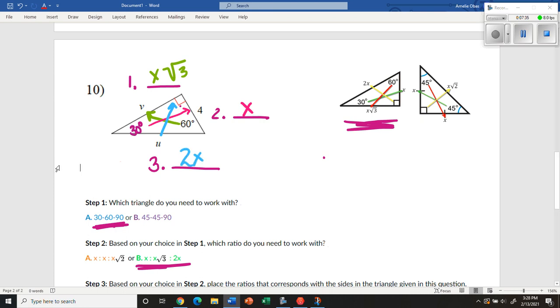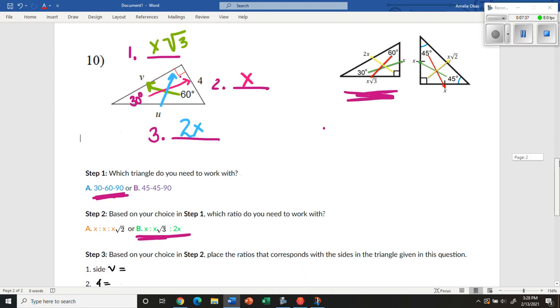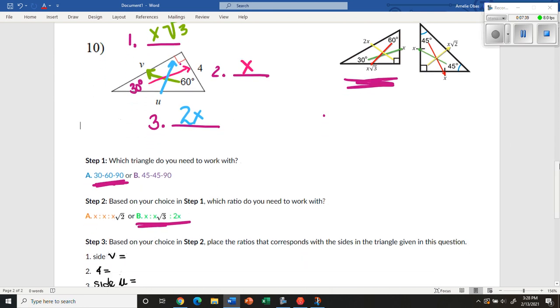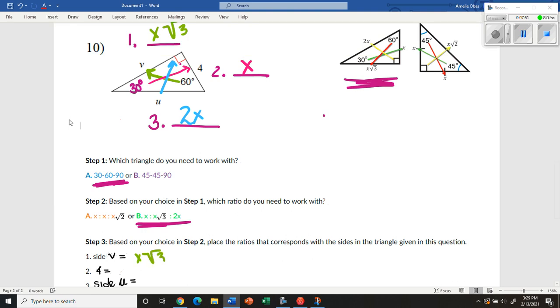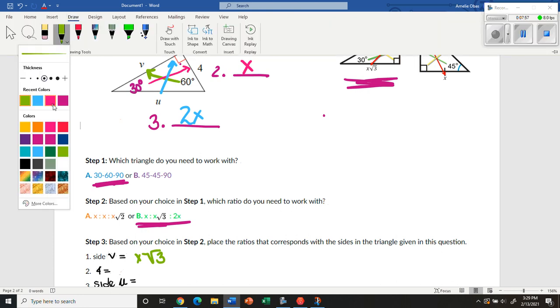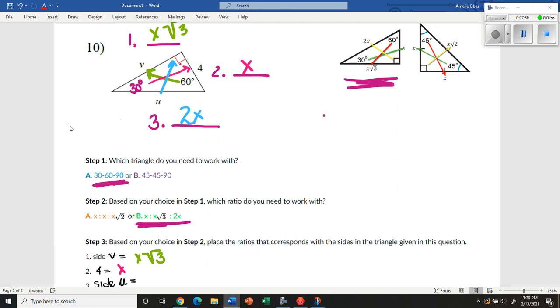So I got my ratio. Now again, if you did this by sketching, then it would be easier to see. So for side V it is x square root of 3. I'm just going to use the colors to correspond that. So x square root of 3. 4 is just x. And side U is 2x.